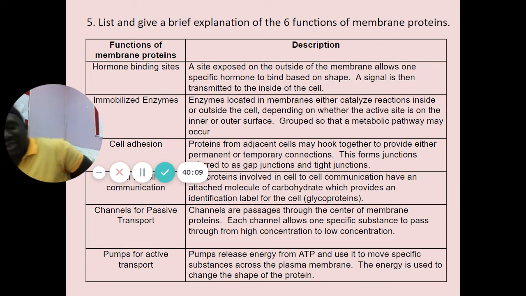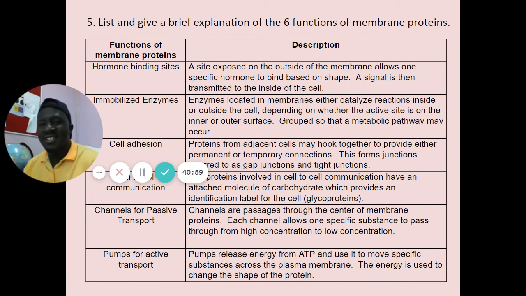This is the mechanism in which hormones work. Remember, we have the endocrine system that produces hormones, and they are transported by blood to their target organs. Those target organs have protein receptor sites that are complementary to the hormone coming. Once the hormone attaches to the site on that protein, it stimulates it to carry out the necessary reactions to have changes take place. So proteins found on the outside of the cell membrane act as receptor sites on target organs for attachment of hormones. Number two, immobilized enzymes.